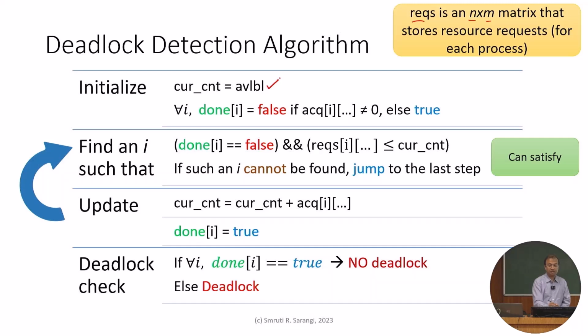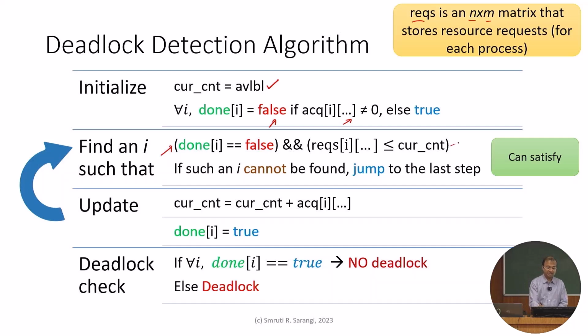We will set the current count as available. And then for all i, if I have not acquired anything, then my done is true, which means I'm not interested, right? This is what it means, that I am not interested. Otherwise, if I'm interested in resources, my done is false, which means I need to go through the loop. Then this part is exactly the same. I try to find an i which is not done and whose requirements are less than the current count.